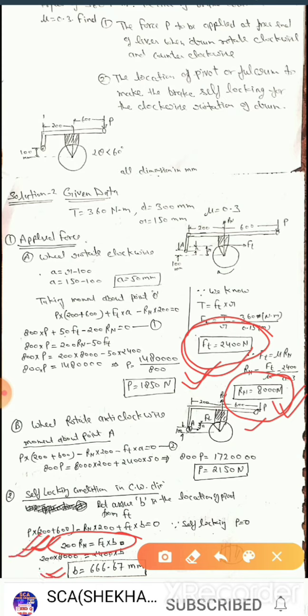B is 666.67 mm. This is the location of the pivot or fulcrum to make the brake self-locking.